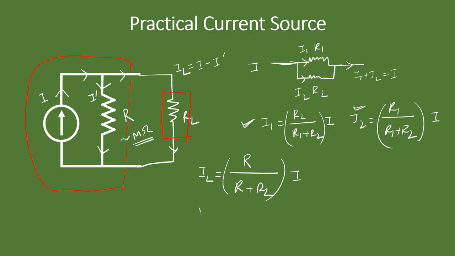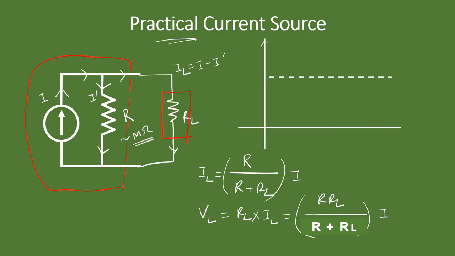Then you may ask, what is the output voltage? Output voltage is simply load resistance into load current. So this is equal to R into RL divided by R1 plus R2, into I. Now if the load resistance RL increases, so does the output voltage VL, right? And IL will decrease. If it was an ideal current source, that means if R was infinite, then the current IL should have remained constant. Now let us see what the current versus voltage graph will look like for a practical current source.